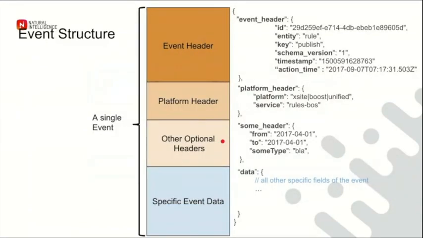So what do our events look like? They are JSON events with certain headers that we require all our events to have. Specifically, we have an event header, which tells us what type of event it is, when it happened, and so forth. And we have a platform header, which tells us which one of our platforms produced this event. In addition to that, each event can define custom headers of its own, and we ask all events to put the payload of the event under a section called data.